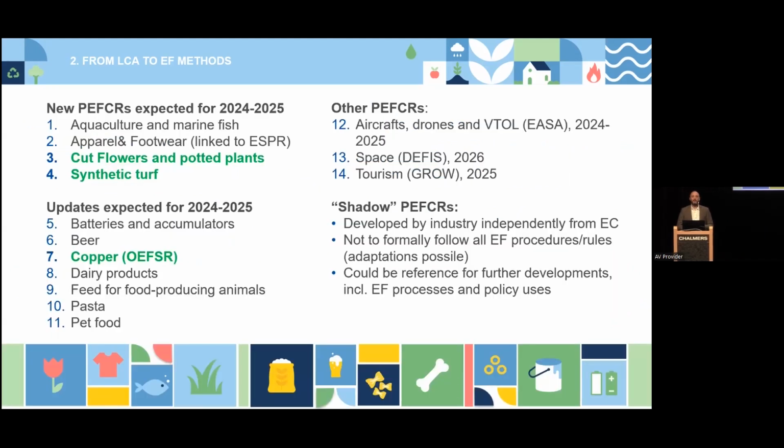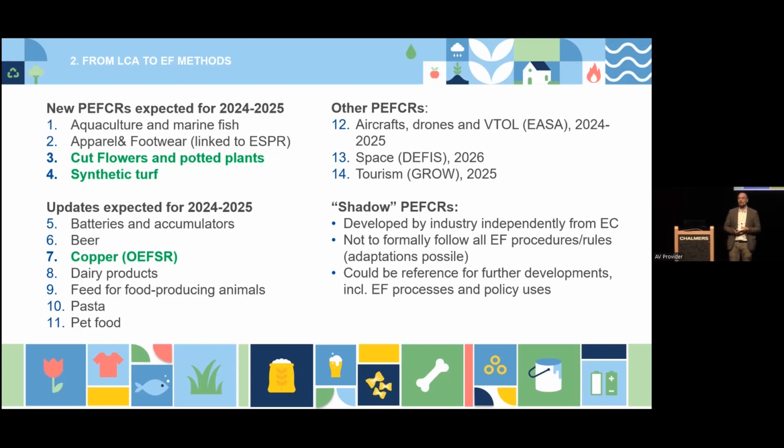This is the state of play in terms of the product environmental footprint category rules that are at the moment ongoing. I have split this into different categories, and I will explain what this means. We have 14 product environmental footprint category rules on which we are formally working. This follows the rules of PEF in a rigorous way.